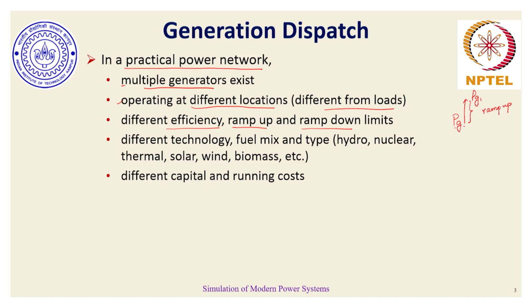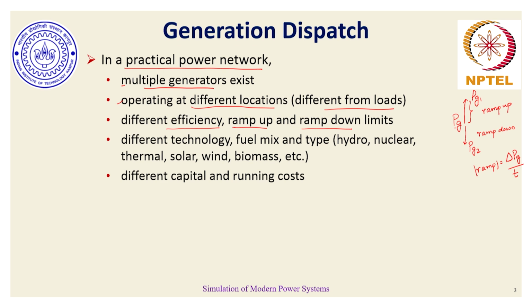Similarly, if the generation has to go down, let's say from PG to PG2, then this also requires some time, which is measured in terms of the ramp down limit. So basically, if I have to define ramp in absolute form, this is the change involved in generation divided by the time involved for the generator to change its generation capacity, and that's where the ramp up and ramp down aspects come in.